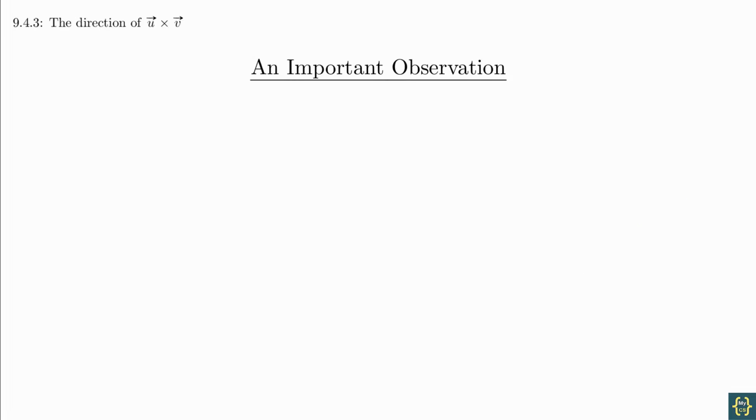So now that we know about the magnitude of the cross product, what about its direction? It turns out that if you calculate u dot (u cross v) and v dot (u cross v), you will get 0.